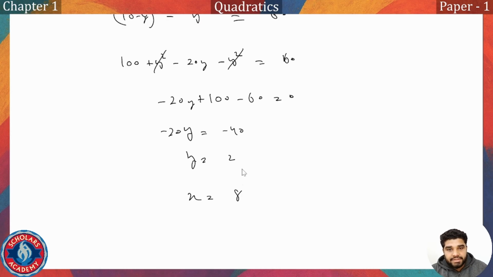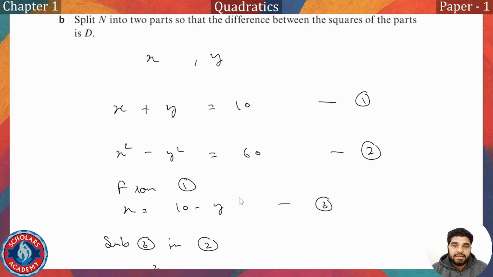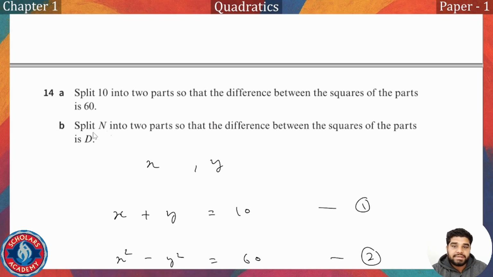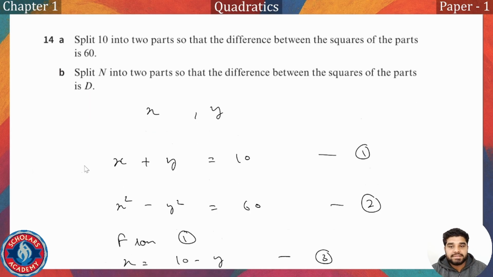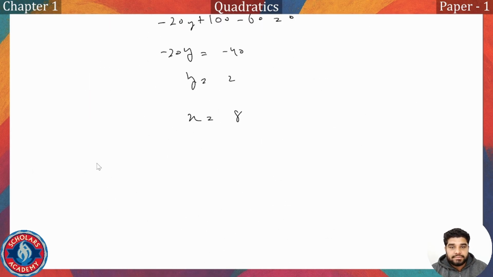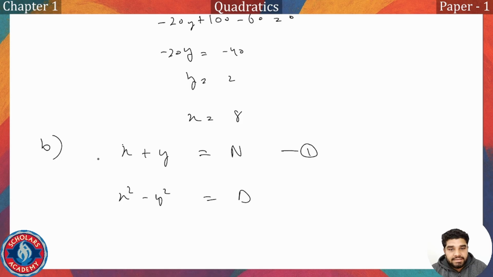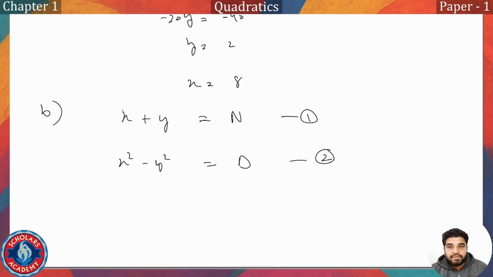Alright, so these are the two numbers, and part B says split n into two parts so that the difference between the squares of the parts is d. So for part B, I'll split n into two parts. Let the two parts be x and y. So I'm splitting n into two parts, x plus y is equal to n, and the difference of squares of the two parts is d. Let it be equation number 2.